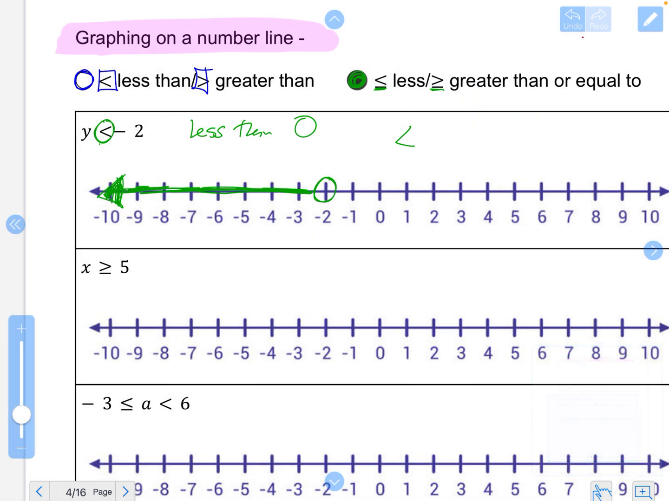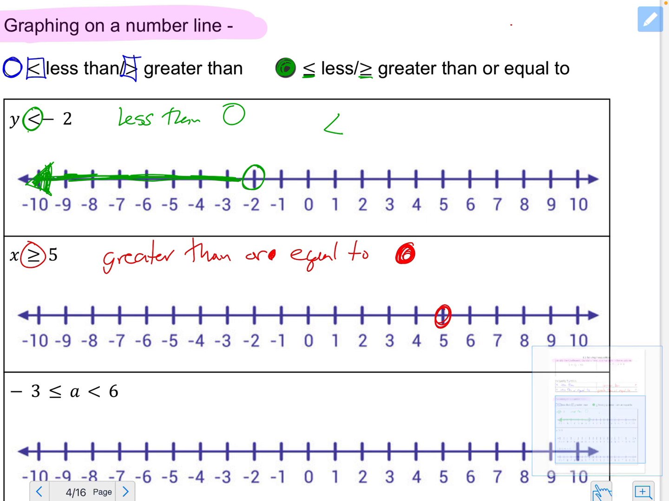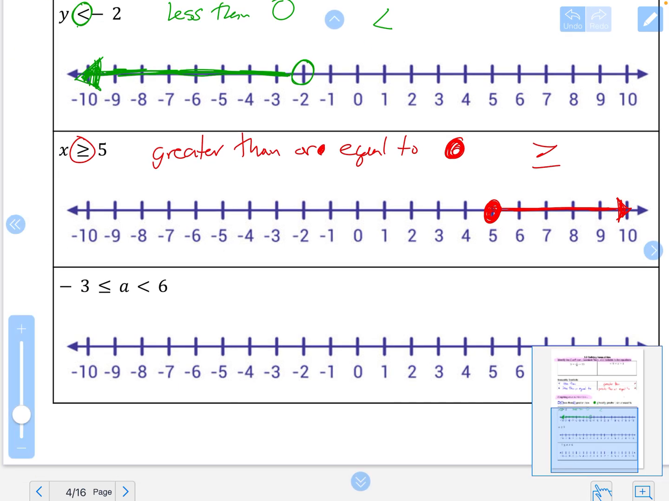So in our next problem, we've got x is greater than or equal to 5, which tells us it's going to be a filled in circle. So I'm going to go find 5 on my number line, and I'm going to fill in the circle on 5. And then my arrow is pointing to the right, so my line is going to go to the right. And I'm just going to make it a little bit thicker and a little bit easier to see.